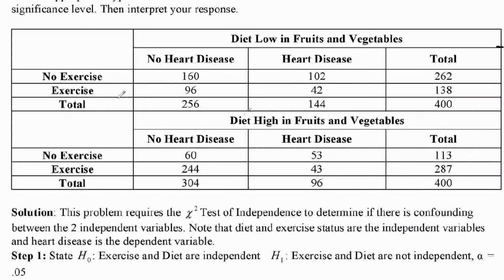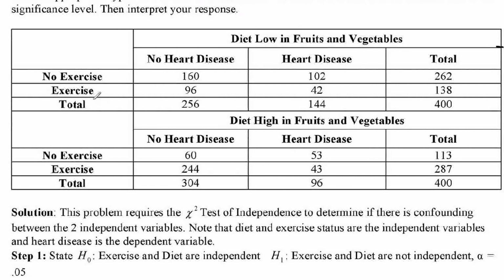So the data that we're given is this. We've got a diet that's low in fruits and vegetables and a diet that's high in fruits and vegetables. And we divided the people up by the group that does not get exercise and the group that does. Notice here in the low fruit and vegetable groups, we've got 160 that have no heart disease versus 100 that have heart disease. But then when we look at the diet that's high in fruits and vegetables, we've got 60 with no heart disease and then 53 that do have heart disease.